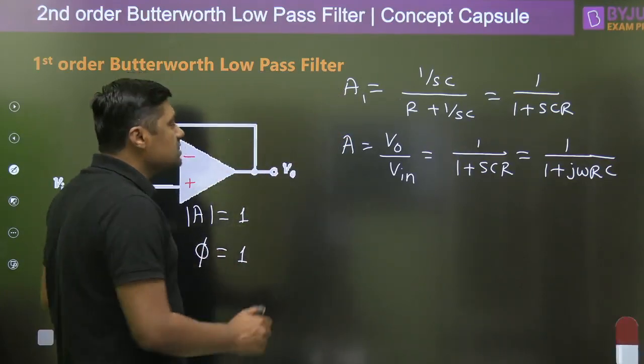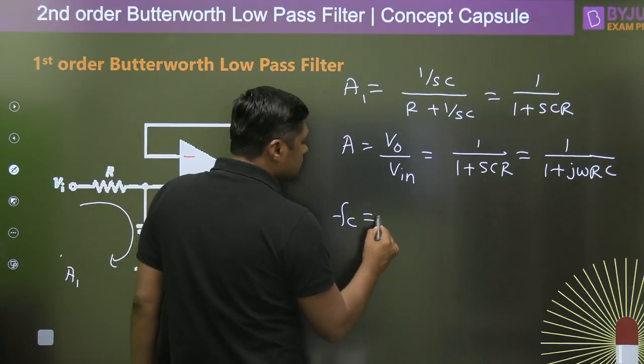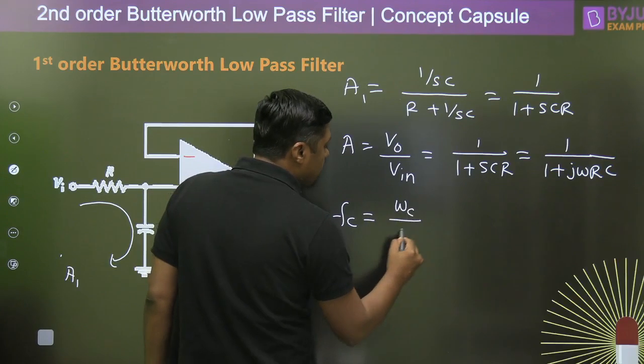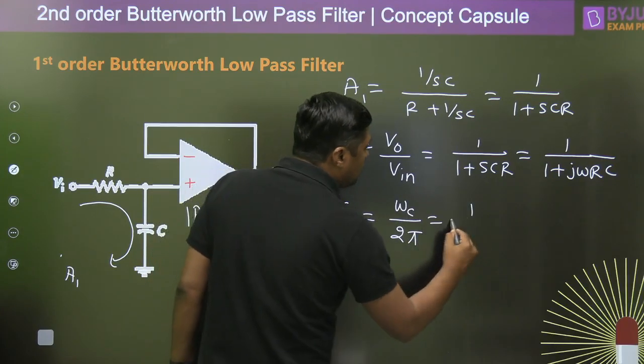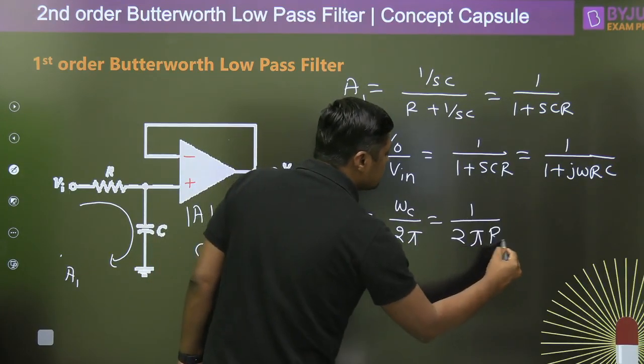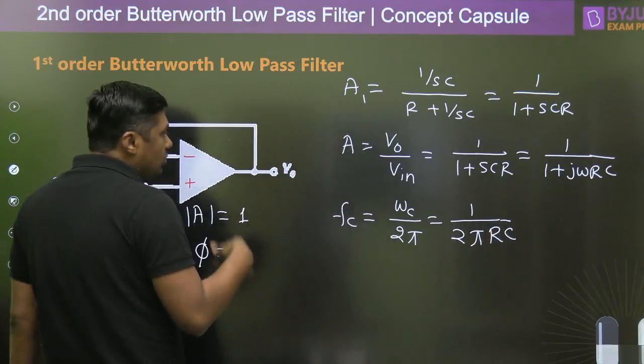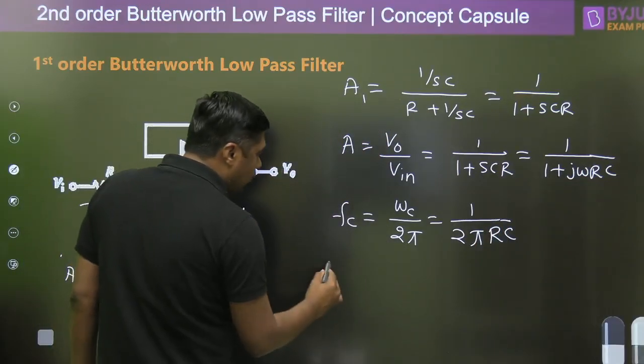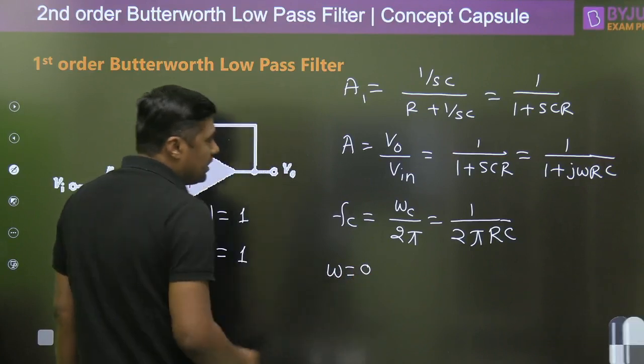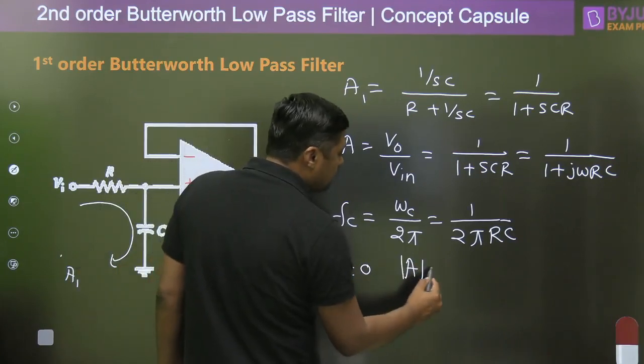The cutoff frequency for this, omega C by 2 pi, that is f C, is given by 1 by 2 pi RC. Remember this. What is the maximum gain? Maximum gain occurs at omega equal to 0 for any low pass filter. Maximum gain is 1.